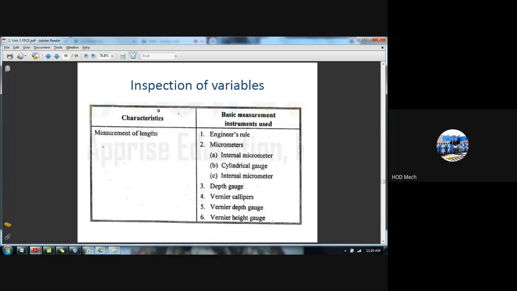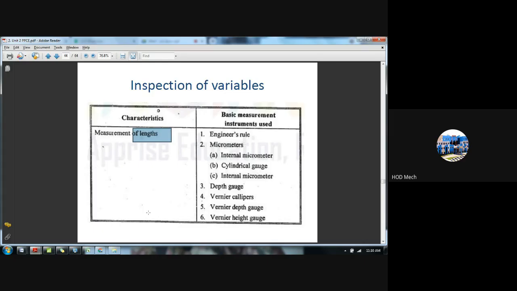Now when you come to variables, there are many types. In these particular variables, as an engineer, my request to all of you is that you have to remember at least one or two types of instruments that are used for measuring. Now we say length. When I say length, how will you measure length? You can measure length by using a scale. You can measure length with the help of different types of equipment. What are they?